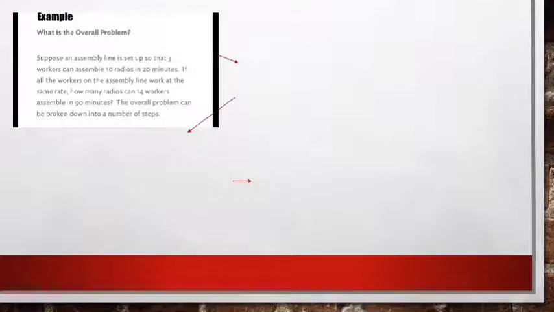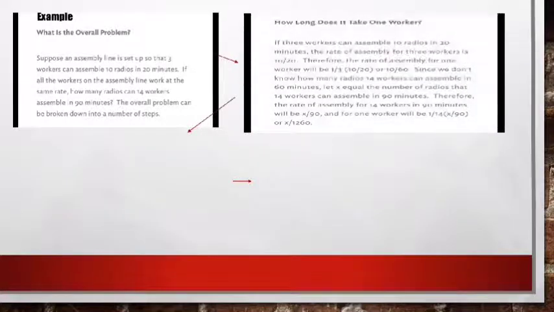Okay, here is the example for identify a subgoal. So here is the problem. Suppose an assembly line is set up so that 3 workers can assemble 10 radios in 20 minutes. If all the workers on the assembly line work at the same rate, how many radios can 14 workers assemble in 90 minutes? The overall problem can be broken down into a number of steps.